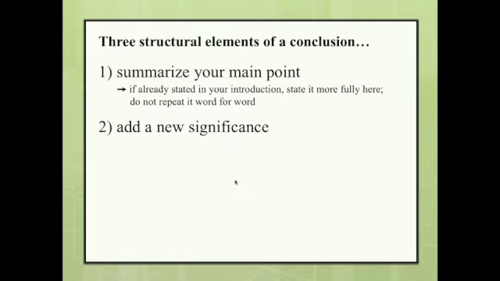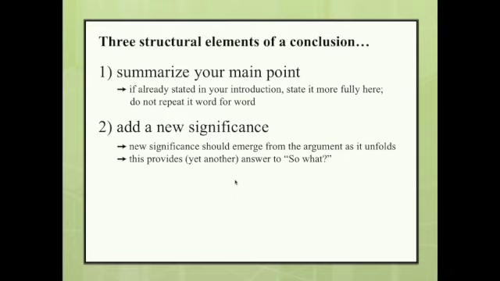Okay. And then add a new significance. The conclusion should point beyond the paper itself, right? So new significance should emerge from the argument as it unfolds. And this provides yet another answer to the so what question, right? Somebody asks you, what are you writing about? Well, I'm writing about such and such a problem. Well, so what? Why is that important, right? There has to be some kind of significance that emerges from this argument, and that significance should be made explicit. You should point to it explicitly in the conclusion.